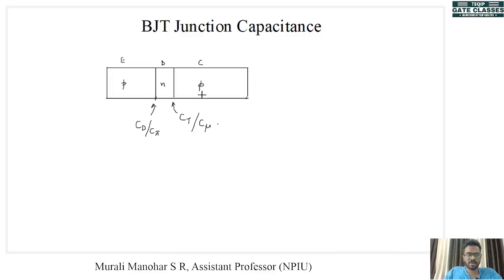Okay. So the next thing is we can do the small signal high frequency analysis of a BJT. And you might be wondering why we were not considering this at the low frequencies. So Cd and Ct are very small.